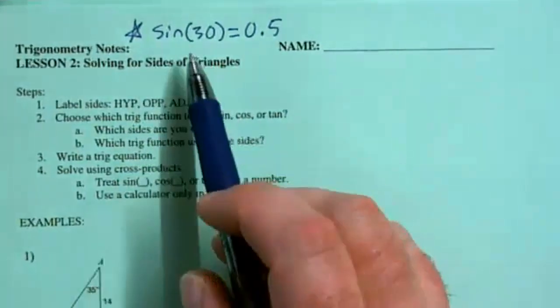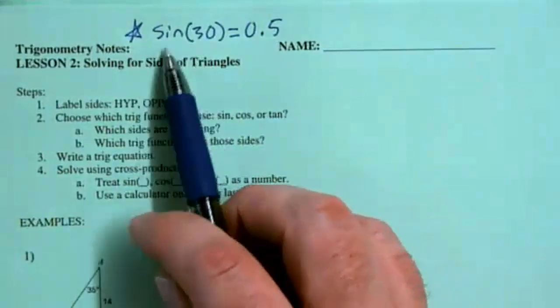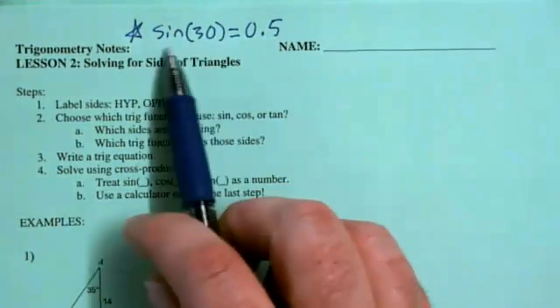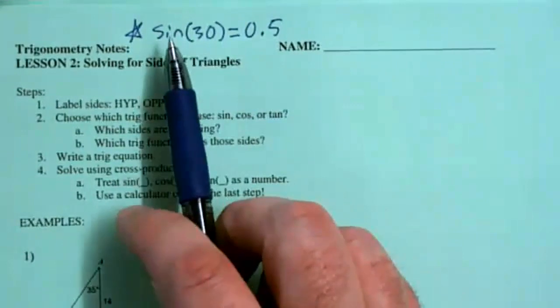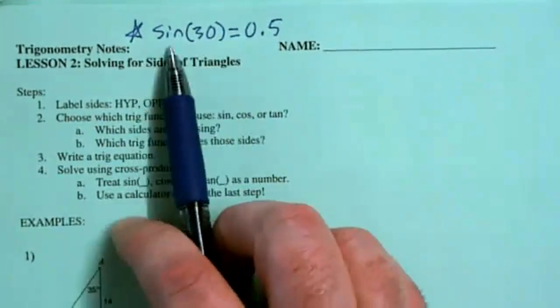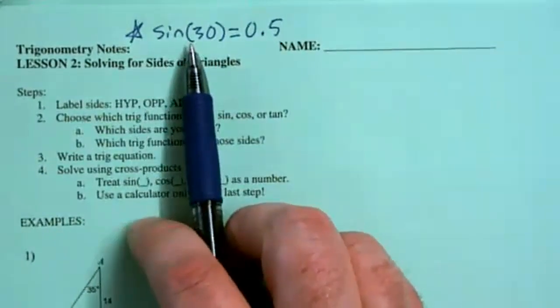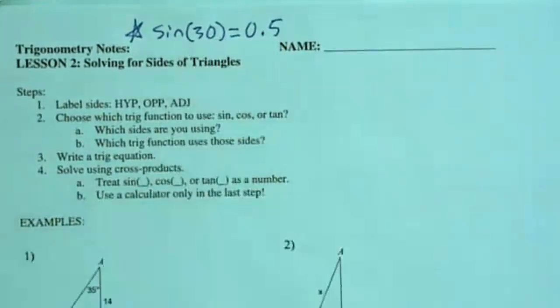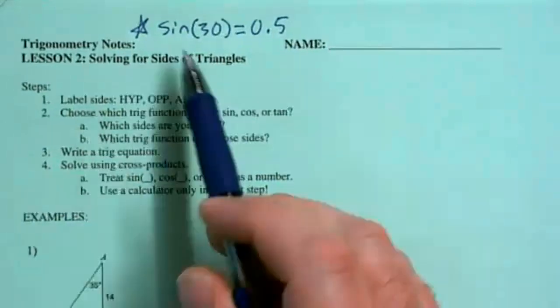I need you to understand something right now, folks. A lot of times when my students first start in with trig, they think that this means sine times 30. They think there's multiplication going on in here. Can you see why people would think that? We're used to, when 2 things are next to each other in math, and one's a number and one's not, often thinking of multiplication. But that's not what's going on here.